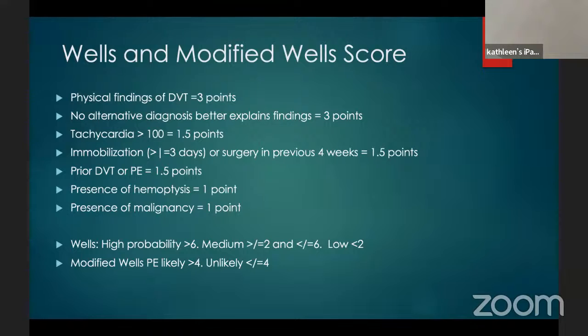So according to the Wells score, there's a high probability of PE for a score greater than 6, medium probability for a score between 2 and 6, and low probability for a score less than 2. The modified Wells score is also used, in which a PE is likely if the score is greater than 4, and unlikely if it's less than or equal to 4.